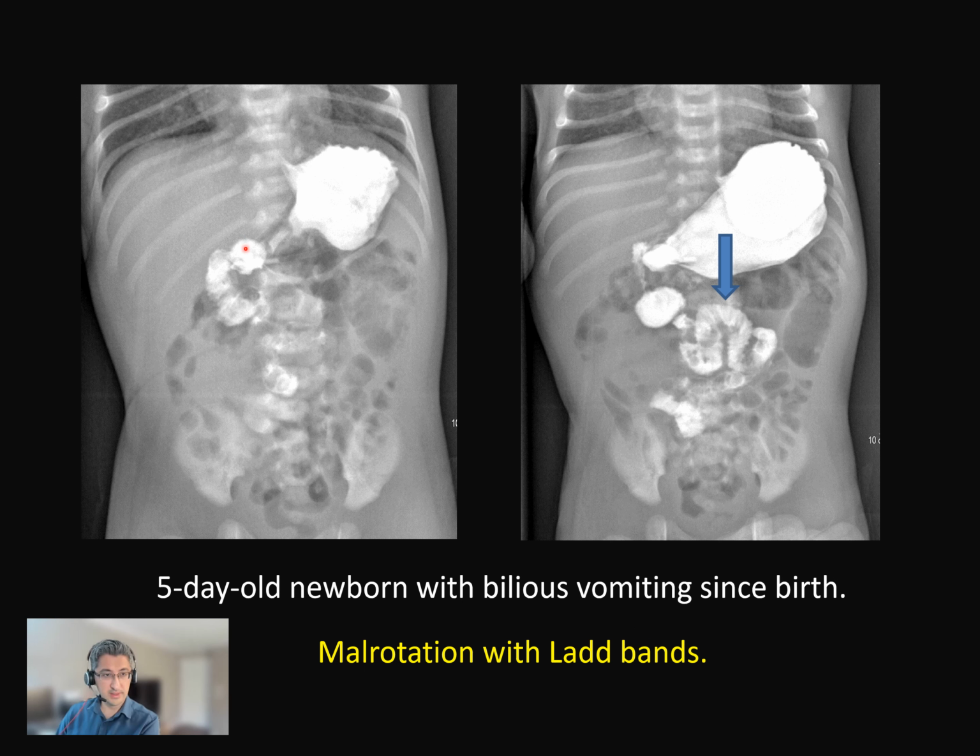Let me show you examples. In this upper GI study, it's not really obstructed. We can see the contrast passage. DJ junction is here. The vertebral pedicle is here. It's over the vertebral pedicle. The technique is important. We should make sure that we have a true AP position and the patient is not rotated. And this was a malrotation with Ladd bands.